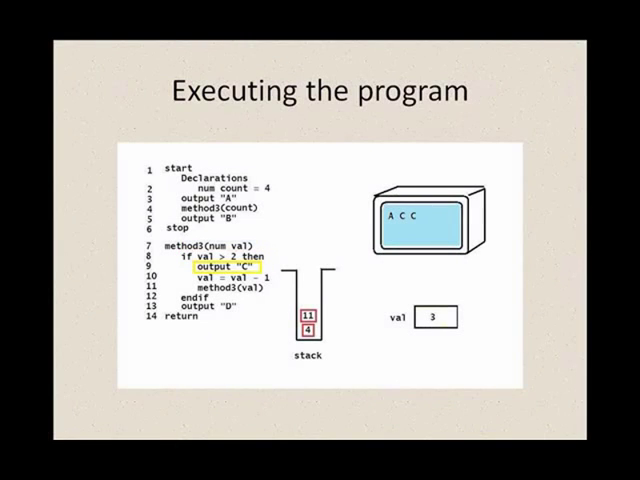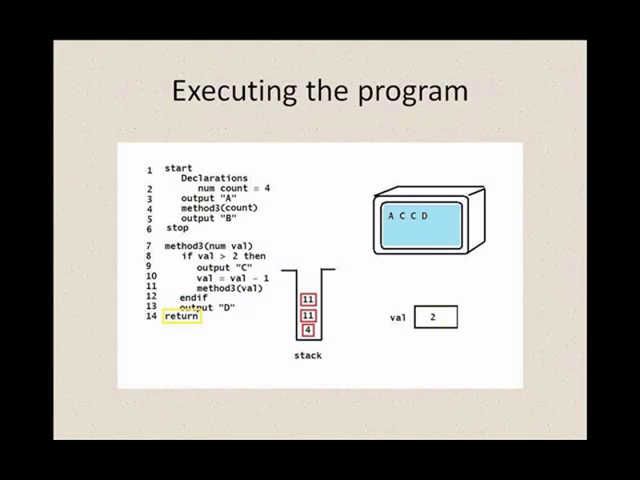It is. So we'll output a C, reduce val to 2, and then when we call the method again, we'll save where to come back to and send a 2 in as a parameter. This time, val is not greater than 2. It is 2. So we go to the end if. The next statement outputs a D.